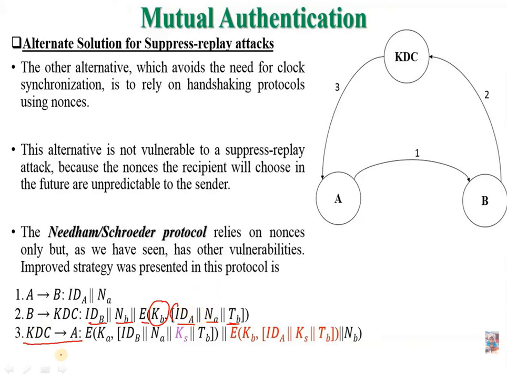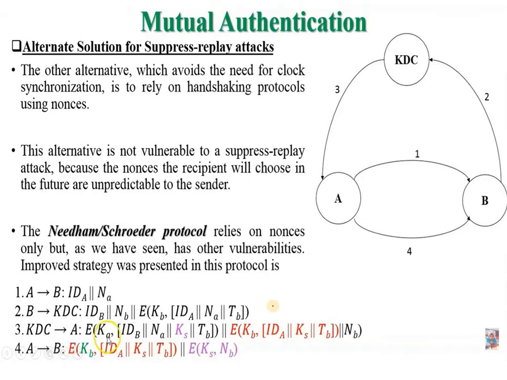In the third step, you can see the KDC will reply to A. So what will the KDC reply? The KDC replies with the identity of B, the nonce of A, the session key which is generated by the KDC, then the timestamp of B. These four together will be encrypted using the master key of A, KA. And also the second part, where it will share the identity of A, the session key and the timestamp of B. This whole part together is encrypted by the master key of B.